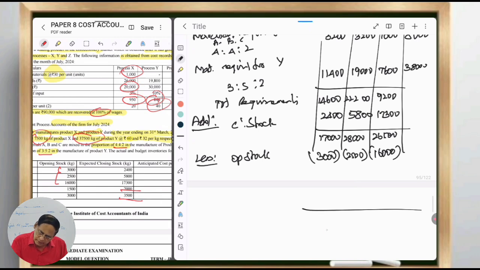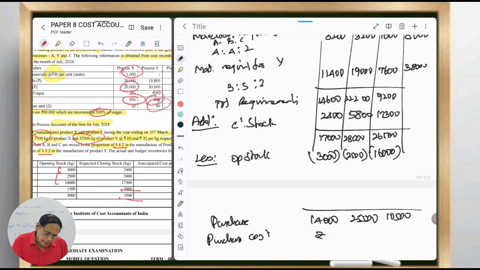So this is the purchases. This much quantity we have to purchase of A, B, C. How much purchases? That is 14,000 units, and then here 28,000 minus 2,500, that is 25,500. Here 16,500 minus 6,000, that is 10,500. So what is the purchase cost? The purchase price is 10 rupees for A, 8 rupees for B, 6 rupees for C.